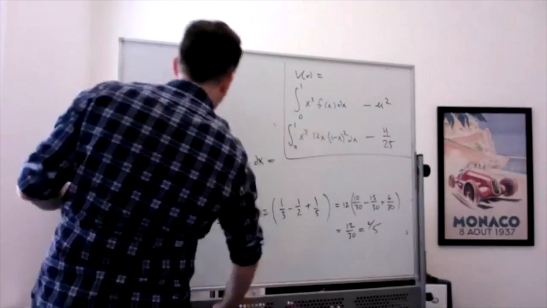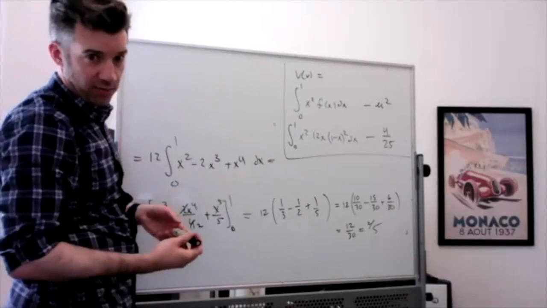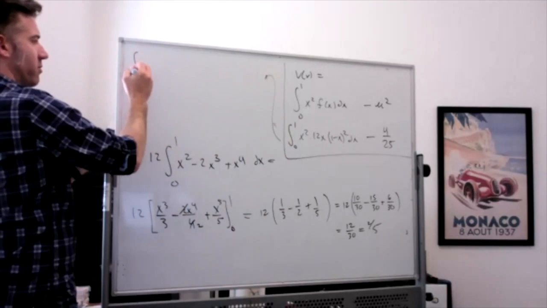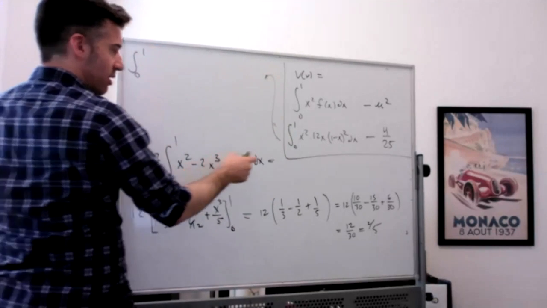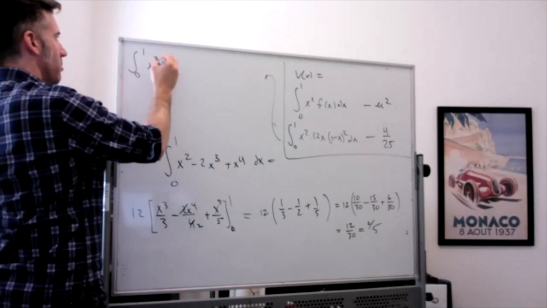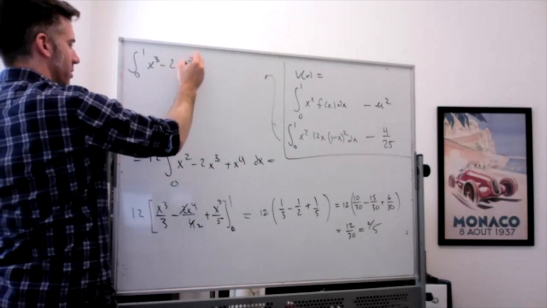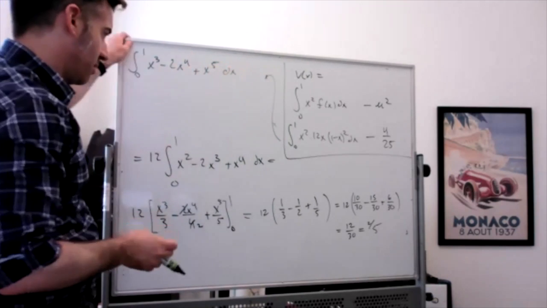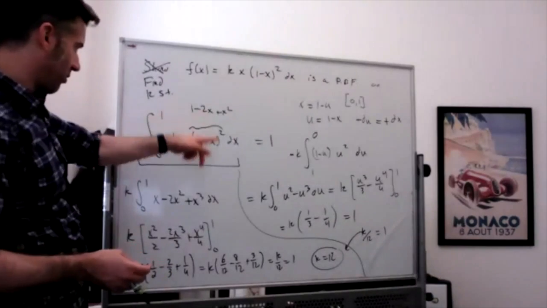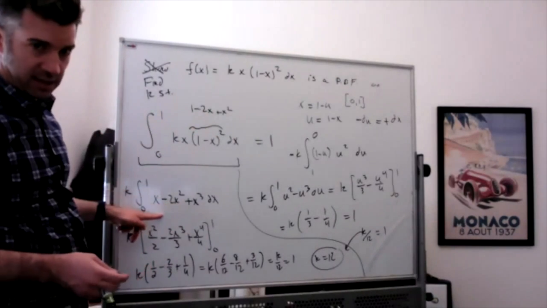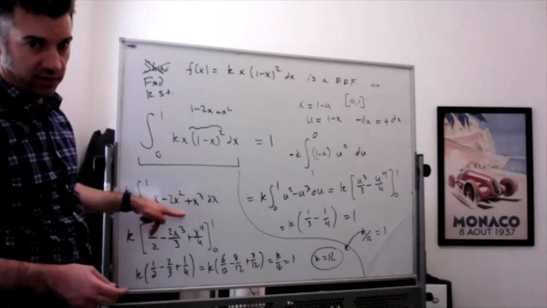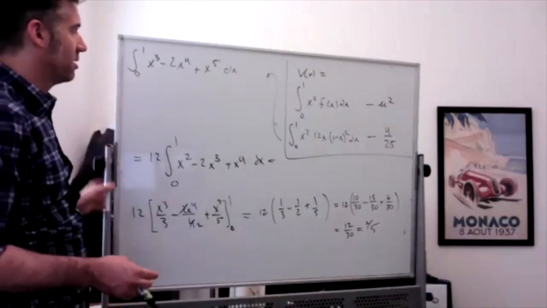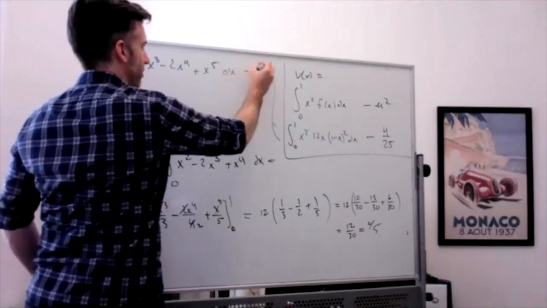So this integral here is just going to be this integral times another factor of x. So that's going to be the integral from 0 to 1 of x cubed minus 2x to the 4th plus x to the 5th. I know that for the mean, I just took my integral and multiplied everything by x. And for my variance, I multiplied by another x. Like this. And then minus 4 over 25.